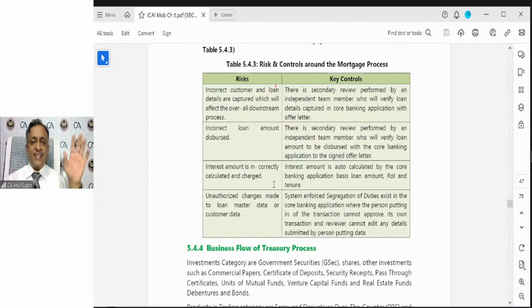Then interest, yes, this can always happen, because now all interest calculations are automated. We have talked about there being a chance of a floating rate of interest. If there is a floating rate of interest, what does it mean? The interest rate has to be changed. So if the change is incorrect, then incorrect interest calculation is a risk. And unauthorized changes made to loan master data, with proper security not being there, is a huge risk that may come.